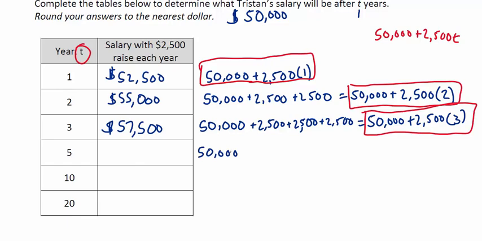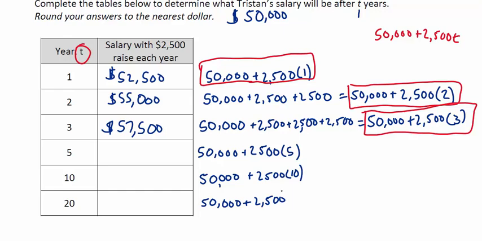So his salary would be starting at $50,000. We would add the same raise each year for 5 years. This cell would be, he started with $50,000, got many $2,500 raises. In fact, he got 10 raises. So we put a 10 in the parentheses. And then finally, after 20 years, he should get his 20th raise. His starting salary was always the same, $50,000. His raise is always the same, $2,500. And he's getting 20 raises.